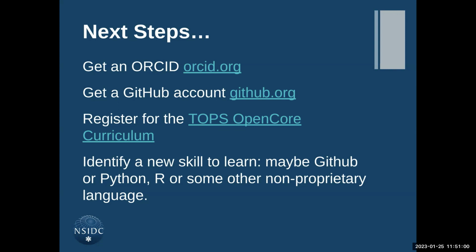And as Walt said, register for the TOPS OpenCore curriculum. I did the Ethos of Open Science. It was a great 2.5 hours, lots of great discussion. It's very interactive, and I think you'll learn a lot. And then looking a little bit further down the line, identify a new skill to learn, maybe GitHub or Python, R or some other non-proprietary language, and start building up that tool set for doing open science.